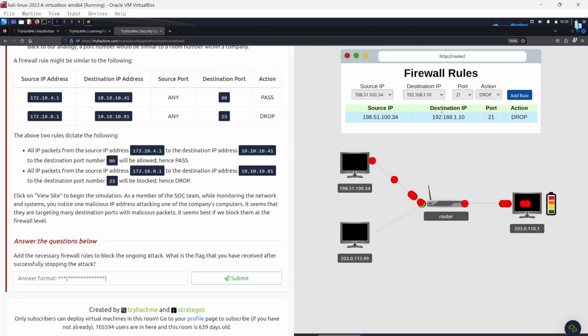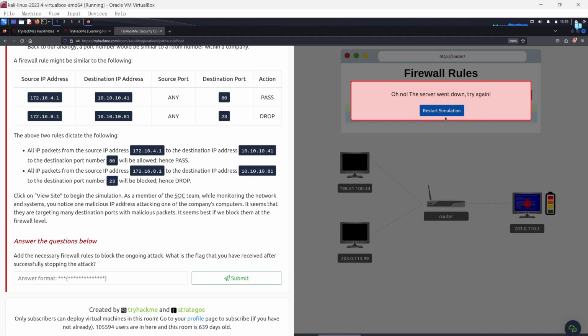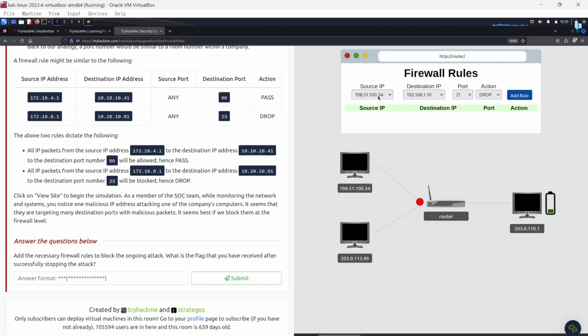It's still going on. Okay, we're going to restart this. The reason is because the malicious attack is coming from the IP address 198.51.100.34, and the IP address of the computer is 203.0.110.1, so I didn't do that on time. So this is the IP address of the attacker, and the destination IP is 203.0.110.1. Then the port should be 21. Add the rule and that should stop it.